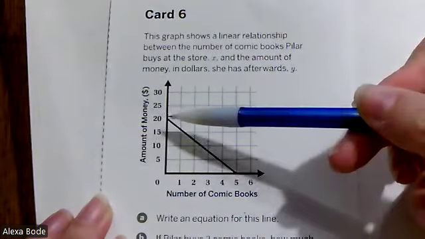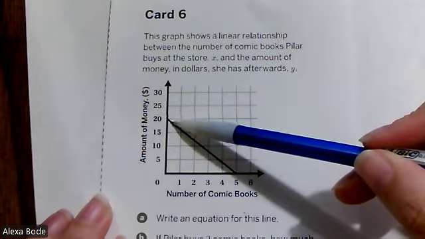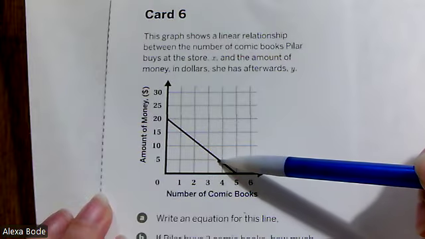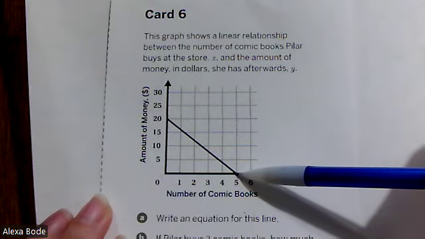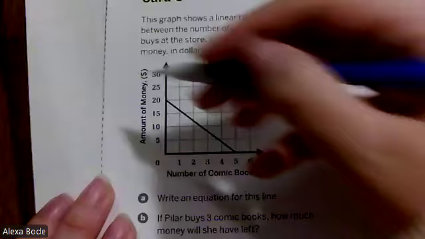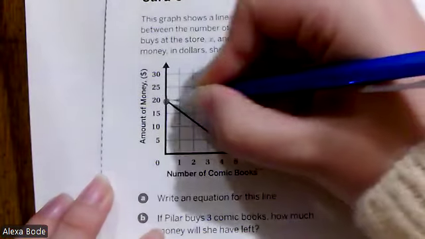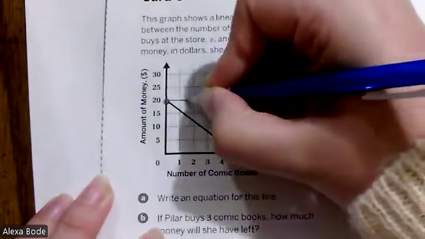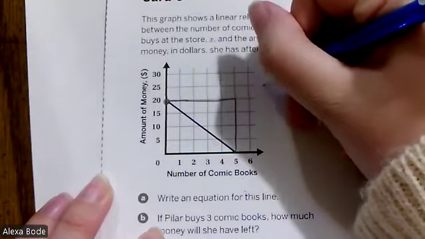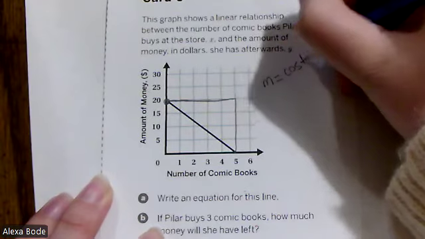So if we think about that situation, where the line starts, your y-intercept is the starting amount of money she has before she buys comic books. Then, as she buys more comic books, the amount of money in her wallet is going down. Okay. So A says to write an equation for this line. Well, we have a starting amount and we can find the slope of the line. The slope of the line will tell you how much it costs per book.